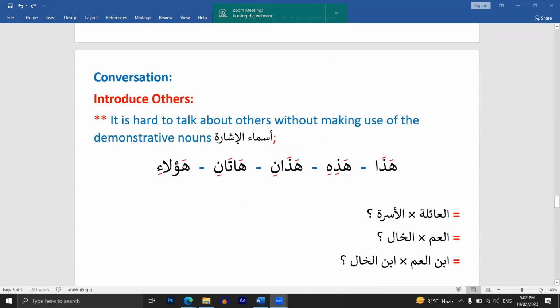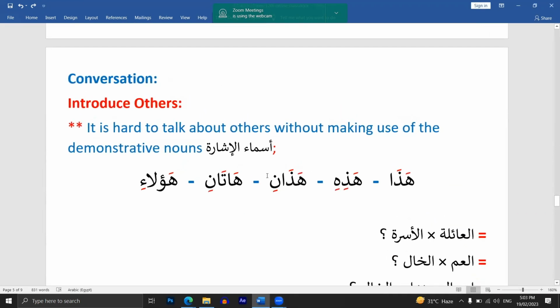Okay, the conversation today is about introducing others. And whenever you want to introduce any person, you can hardly do that without using the demonstrative nouns, which is asma'u al-ishara. These are the 5 demonstrative nouns in Arabic. It's like you want to introduce someone, you want to say, this is my friend, this is my brother, this is my father, and whatever. Whatever the person you want to introduce, you are going to use one of these demonstrative nouns, okay?